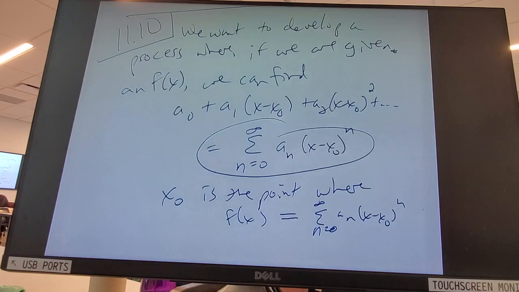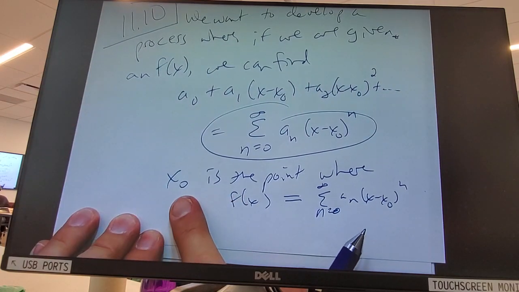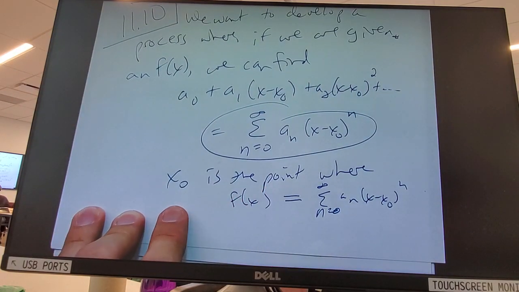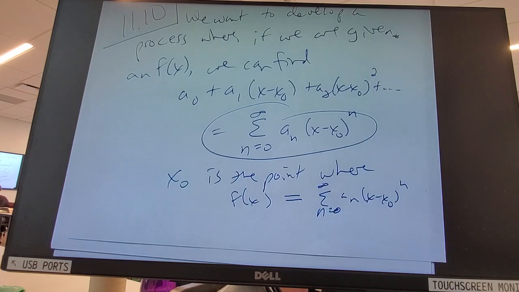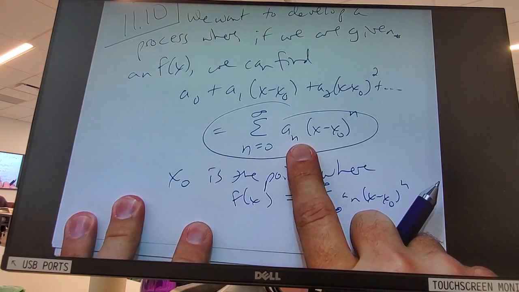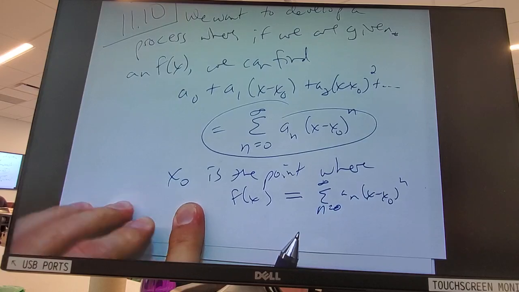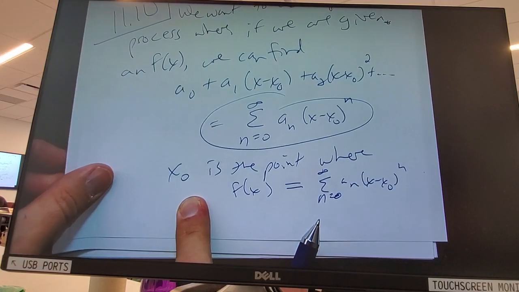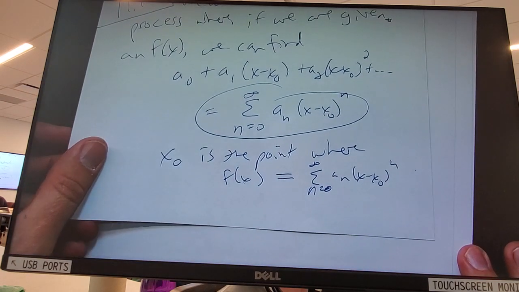So, how is this going to work? That x naught there is exactly the same as me telling you to find the tangent line at this point. So I'm going to say find the series representation at this point. Okay. So, did you get everything?